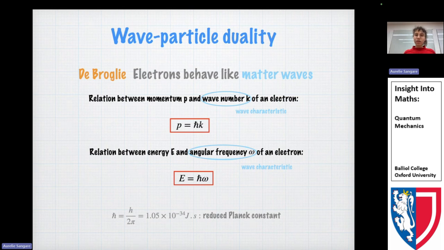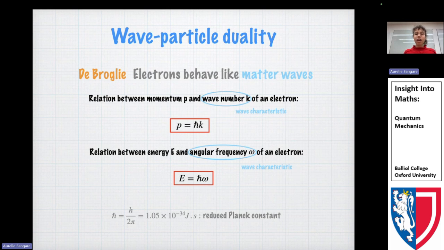And because of that, electrons have quantities associated to them because they are particles. For example, they have an energy and a momentum because they are particles. So these are quantities associated with particles. But because they are also waves, they have wave characteristics associated to them. So we can talk about the wave number k or the angular frequency omega of an electron, because the electron is also a matter wave. More precisely, it is a kind of electron wave, you could say.